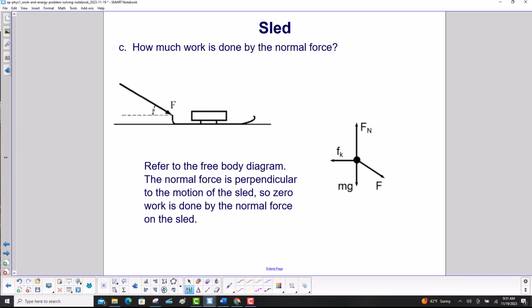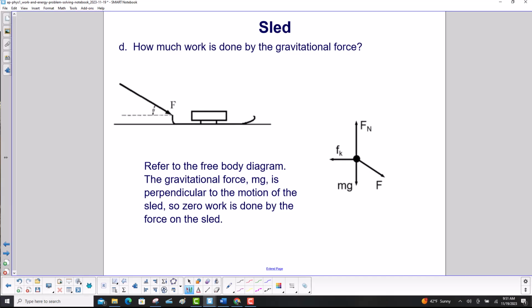C. How much work is done by the normal force? Refer to the free body diagram. The normal force is perpendicular to the motion of the sled, so 0 work is done by the normal force on the sled. How much work is done by the gravitational force? Once again, refer to the free body diagram. The gravitational force, mg, is perpendicular to the motion of the sled. Here's the sled's motion. So 0 work is done by the force on the sled.